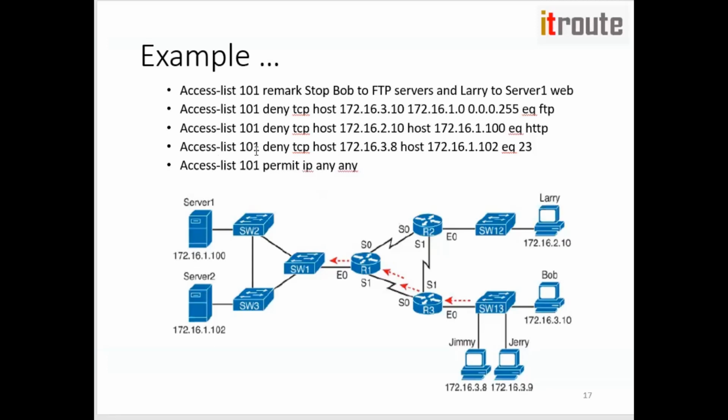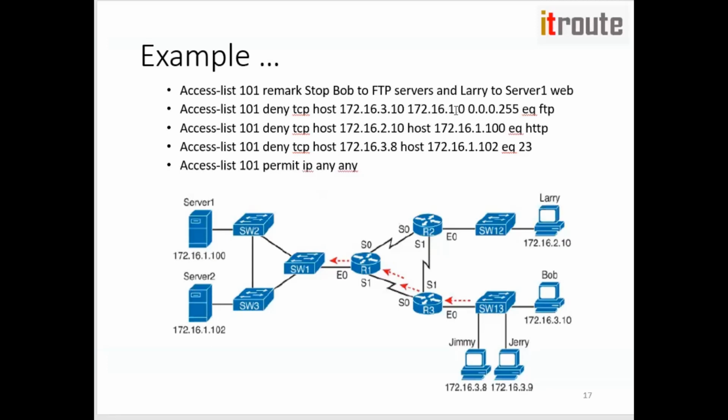Next one, access list 101, deny TCP host 172.16.3.8. This is the host, Jimmy is 3.8, and the destination is a host, again a single host, 172.16.1.102, which is server 2, equal to 23. So that is port number 23 for telnet, right?